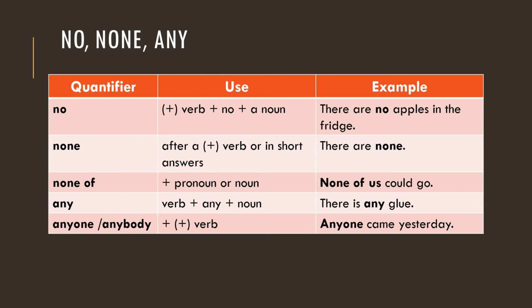And we understand. None of is followed by a pronoun or a noun. None of us could go. Any is also in the middle of a verb and a noun. There is any glue. Anyone or anybody, a little bit more general, are followed by a verb. Anyone came yesterday. So all of them have a kind of negative idea, even though any is going to give us, in most of the cases, a group of nothing, right? A zero quantity group.